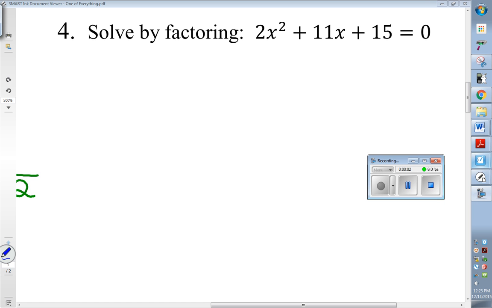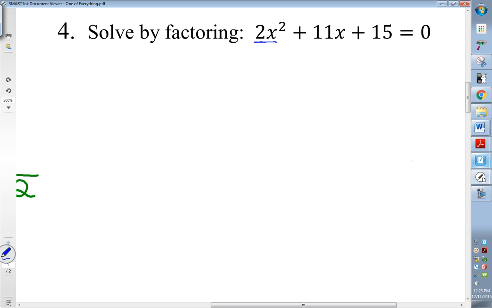Okay, we are solving by factoring. Exact same rules as before. The only difference is there's a 2 in front. If you have a number in front of your x squared, we're going to do the method of borrow and pay back, or bottoms up. Just depends on what your teacher calls it.